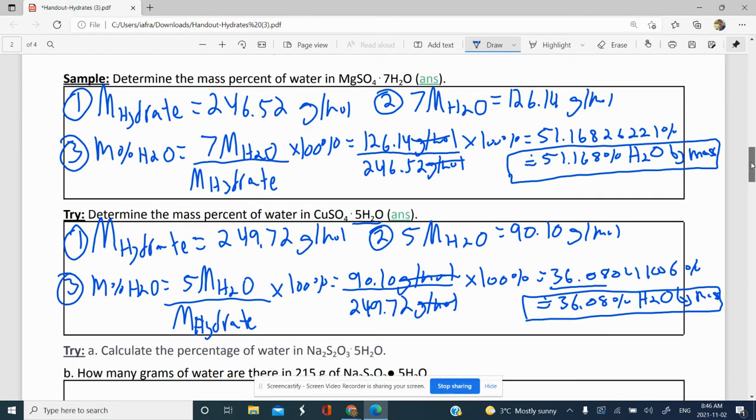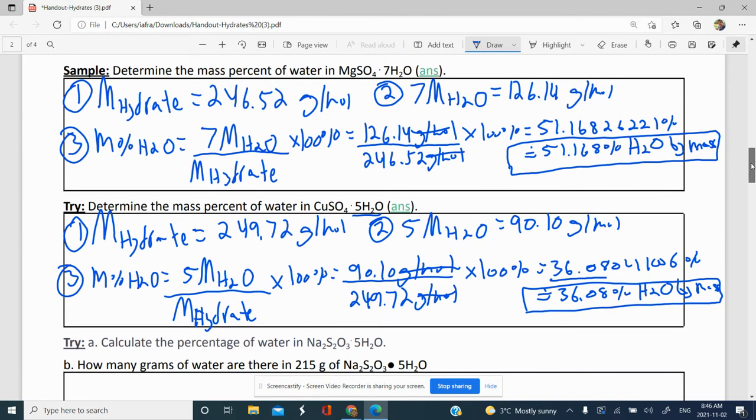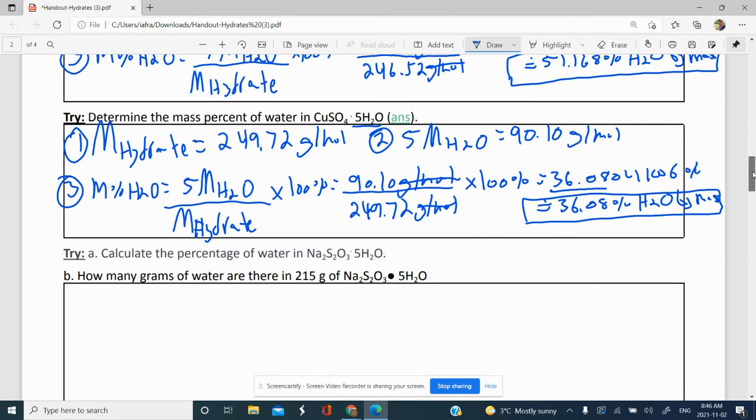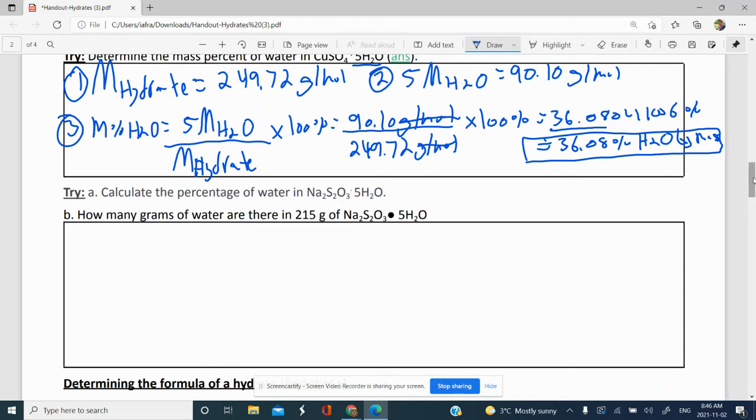So again, these are 2 examples where we didn't have mass data, but we had the formulas and we could use the molar masses, because the law of definite proportion still applies to hydrates. So let's do an example where we need to step it up a bit with some mass data provided.